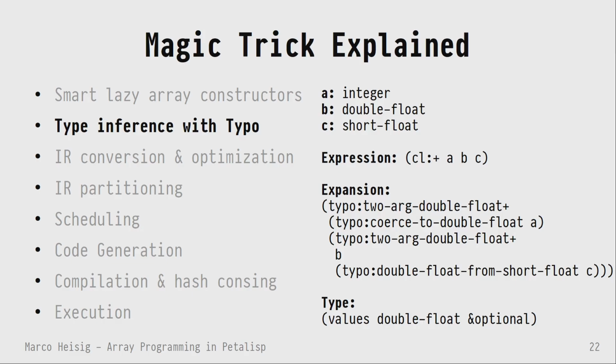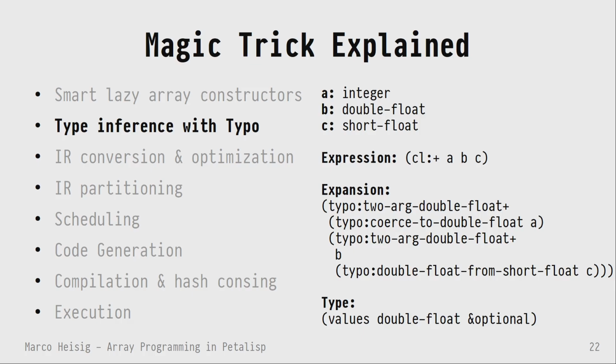And what it can do is, for example, you can say, okay, I have three variables, A, B, and C, with A being an integer, B being a double, and C being a short float, and I add them. And then please tell me what this Common Lisp plus is doing, and then it expands that into 2-arg double float plus of coerced to double float A, and 2-arg double float plus of double float from short float C, which is much closer to the machine, and you can almost see how that maps to the hardware. And also it derives that the value is double float.